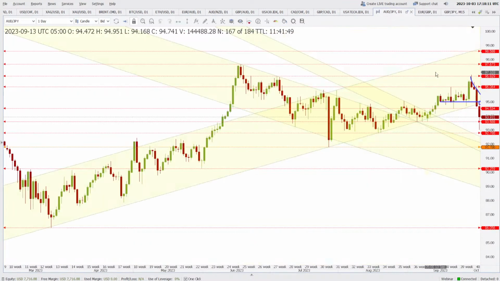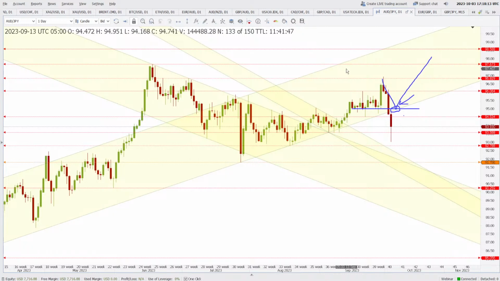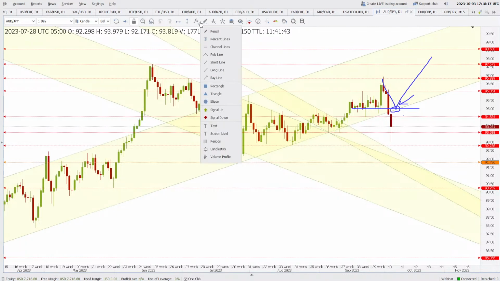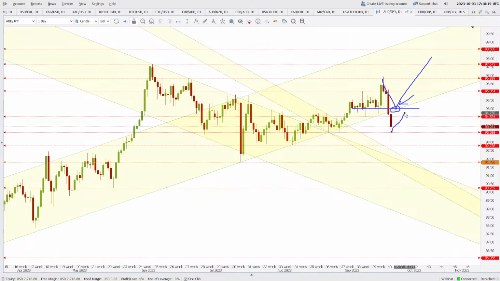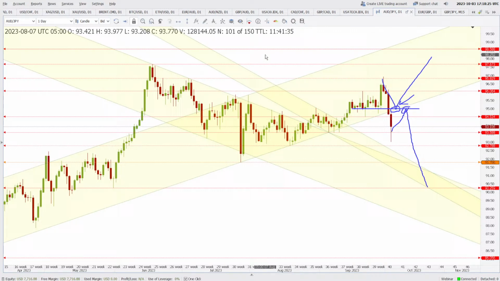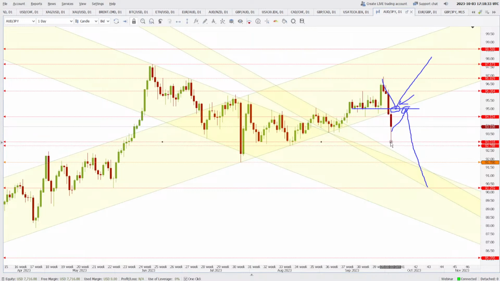AUD/JPY today a huge sell off because of the fall in the Australian dollar. Any rise in this now should be seen as a selling opportunity, so you can expect something like this now. Let's see how things unfold in the future. But right now, if you ask me, 94.53 is the resistance, and the support may be now given by this line which has just gone down.